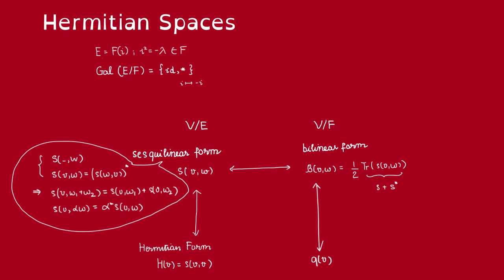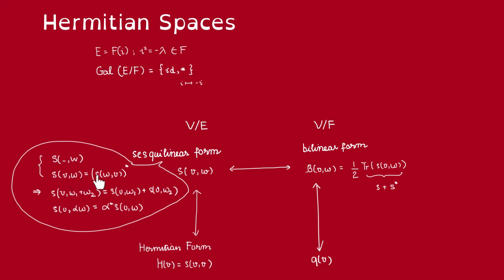Now let V be a vector space over E. Then we can define the notion of Hermitian form and sesquilinear form on V. The sesquilinear form takes values in E, and it's not quite bilinear, but it's close. It's linear in the first variable, and it's not symmetric. That's the difference. If it were symmetric, then automatically it would be linear in the second variable, but it's not.